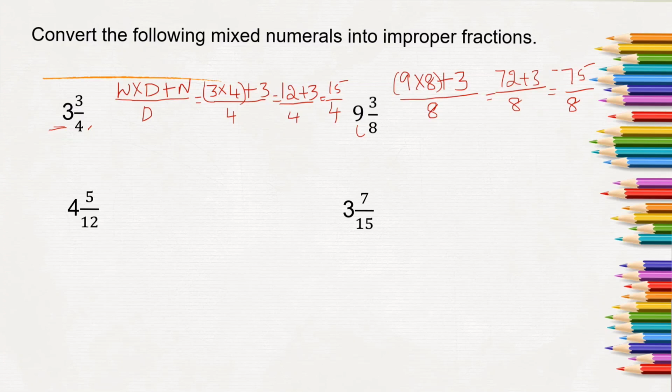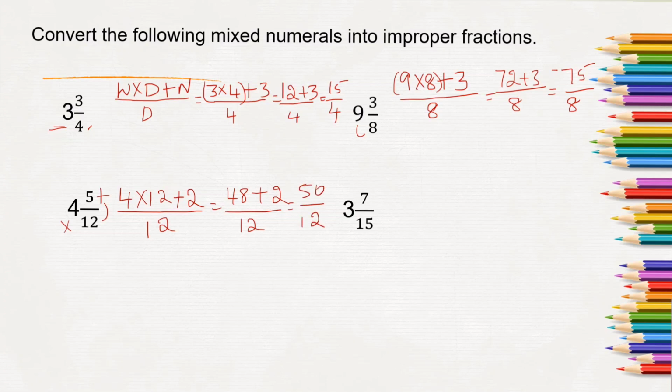4, 2 by 12 needs to be converted into improper fraction. So here whole number into denominator, that is 4 into 12, and plus numerator, that is 2 by denominator. Now 12 4 times will be 48. 48 plus 2 by 12. 48 plus 2, 50 by 12. So here 4, 2 by 12 as an improper fraction is 50 by 12.